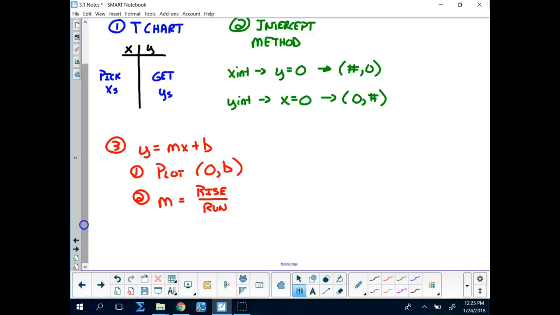So I've plotted all these points. Either I made a t-chart, or I found my intercepts, or I plotted my y-intercept, then I found a bunch more points using the slope. Now what? How do I draw a straight line?